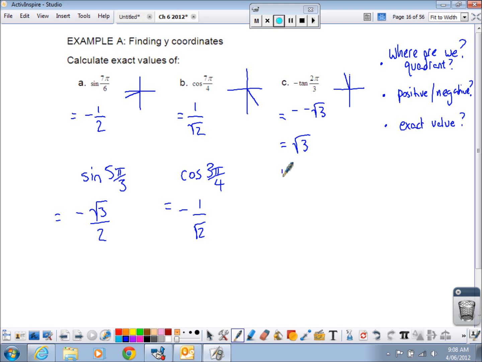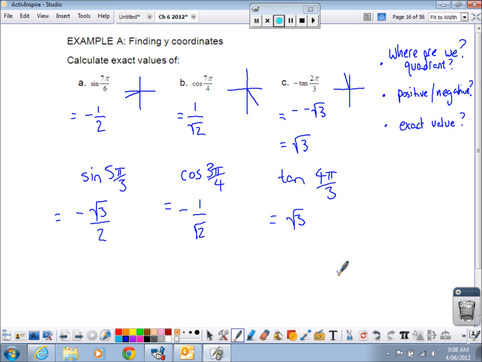One more to finish up, another tan one. Tan of 4 pi on 3. Where am I? Third quadrant. Positive or negative? Positive. Tan of pi on 3, and we've got root 3. Okay, so what does all this mean? It's not enough to just be able to find the exact value given this sine 7 pi on 6 or whatever. You have to understand what it all means.